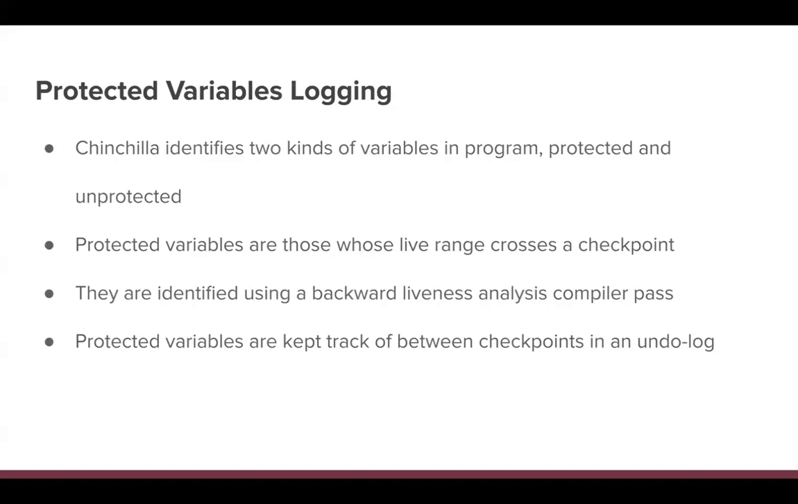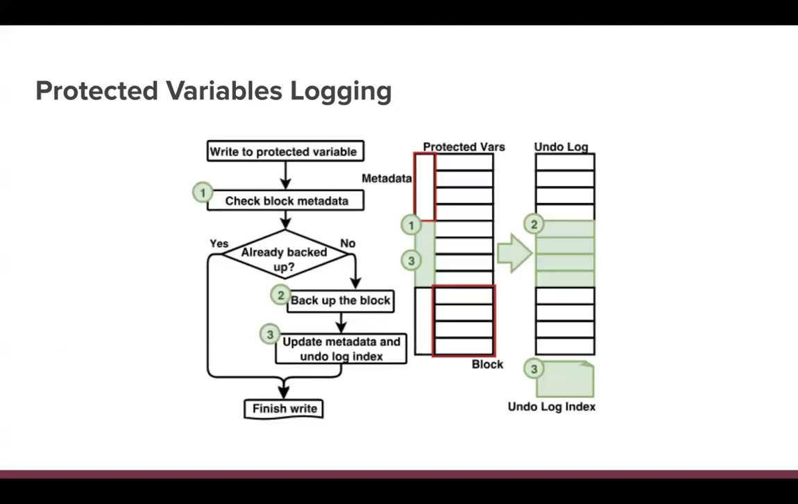So, these protected variables are kept track of between checkpoints using an undo log technique. Now we'll look at why this is important and how this is done. First up, this is important because consider a global variable which is stored in non-volatile memory. And let's say that at a checkpoint, all of this data regarding the program execution and state is stored.